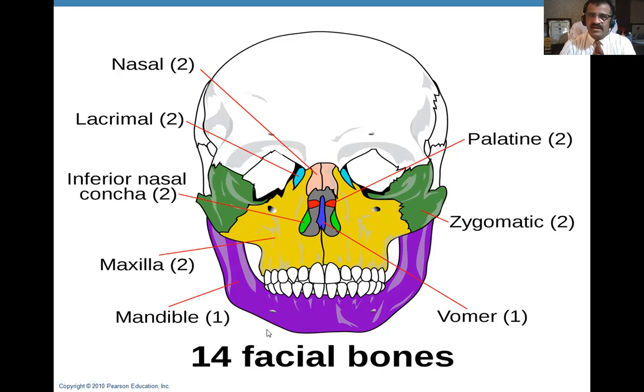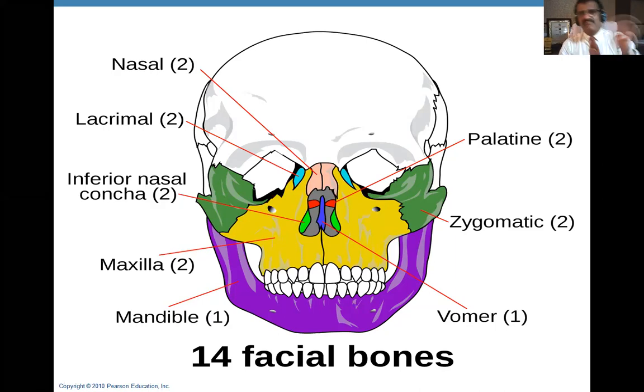1 and 2, vomer, and 1, 2, 3, 4, 5, 6. 6 of them are paired. So 6 twos are 12, and 13 and 14. So altogether you get 8 different bones, but the number is 14 because 6 of them are paired and 2 of them are unpaired. In the whole skull, 6 are unpaired, 4 in the head and 2 in the face, and altogether 8 bones are paired.